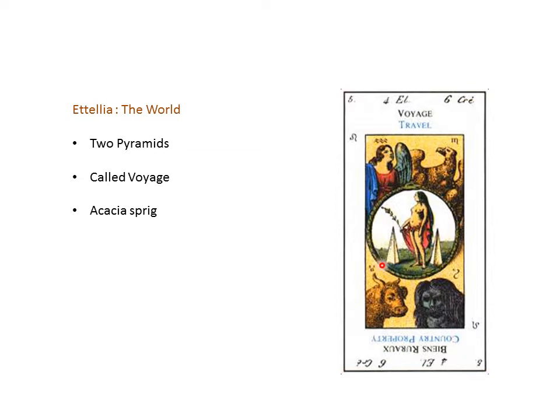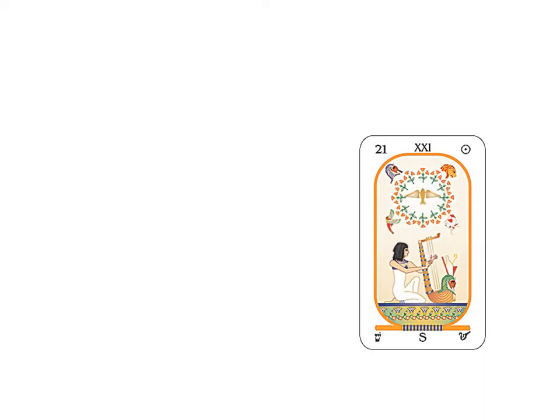Now, where are there 2 pyramids, mainly at Giza? And then we also have the acacia sprig right here. And then we have the 4 beasts. But it's starting to show a really deep representation of what's happening.